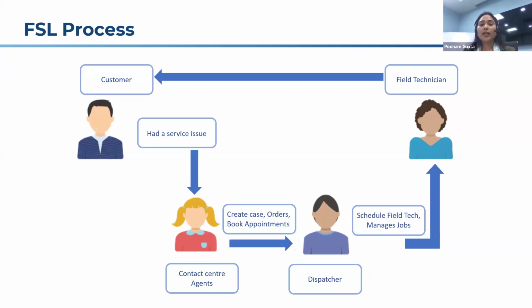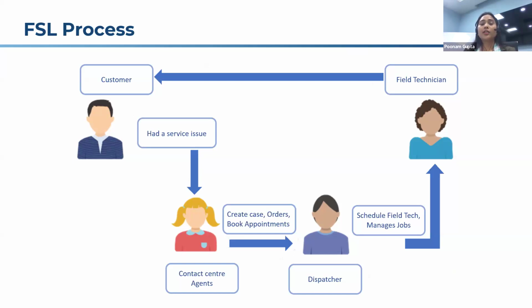The dispatcher analyzes the issue, understands the job, like which kind of issues there are in the system, and according to that job, they schedule the field technician or manage the job and assign that work order according to skill set, location, territories, and availability.